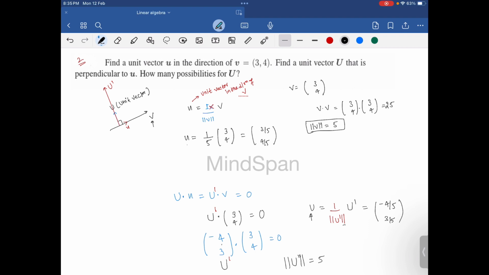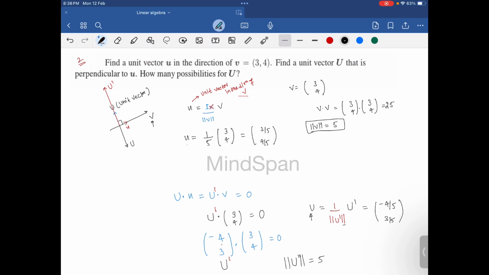Now again we have one more question. How many possibilities of this capital U are there? This U could also be in this direction, right? So this is our unit vector capital U, and this is again perpendicular to this small u and this v, right? So that could be in both directions, this capital U. And again this is our unit vector.